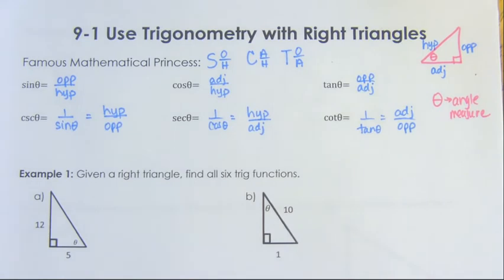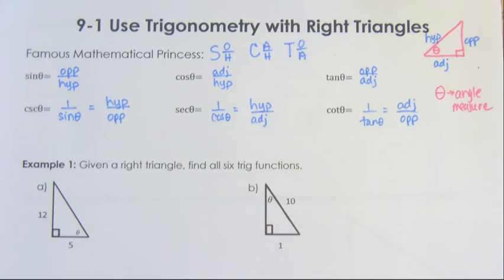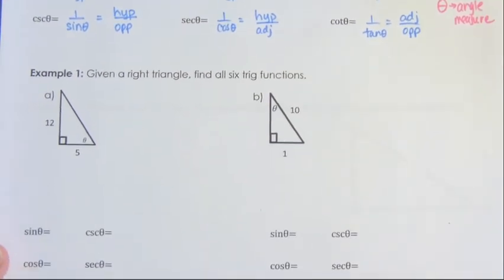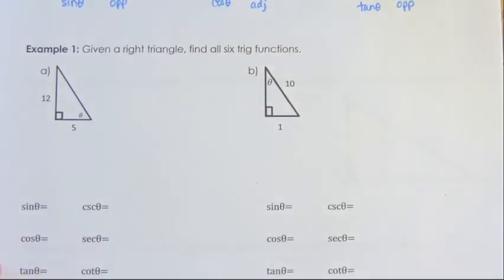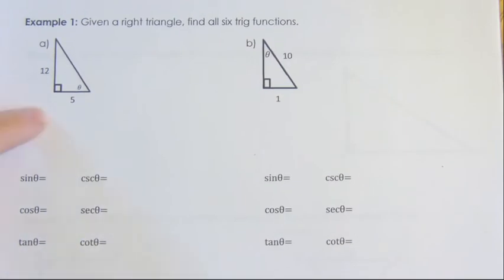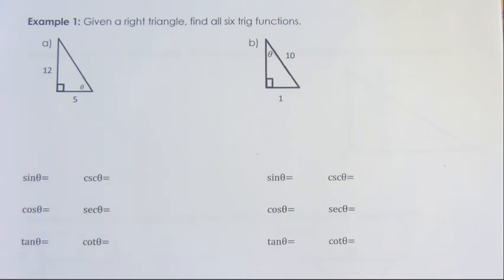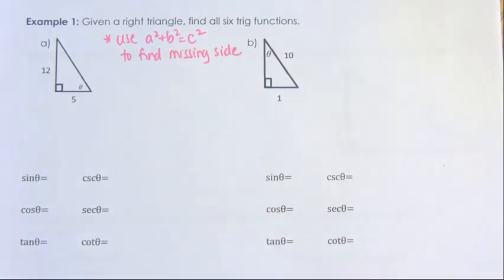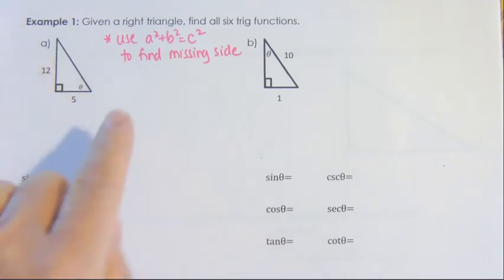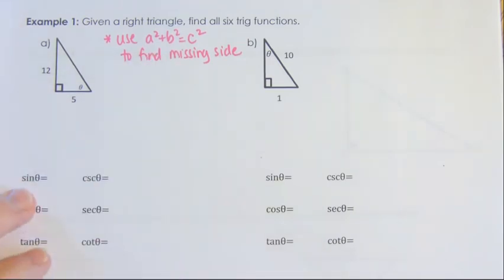All right, let's try a few of these. Notice I want the 6 trig functions: sine, cosine, tangent, cosecant, secant, cotangent. Now notice I'm not giving you all 3 sides of this right triangle. So more geometry here. We've got to do Pythag. You might want to make a note to yourself, hopefully remember the Pythagorean theorem, but use a squared plus b squared equals c squared to find the missing side.